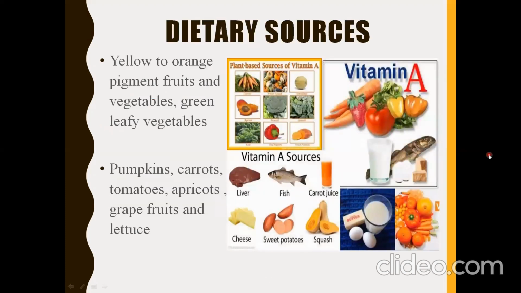Next, we'll see about the dietary sources of vitamin A. It is present as retinol, or preformed vitamin A, in the animal sources, right? So it is present richly in liver, milk, butter, egg, and fish. The green leafy vegetables and yellow to orange pigmented fruits contain carotenoids. So it is a provitamin form, and in the intestine it has to get activated. It is also rich in green leafy vegetables like spinach and amaranth.